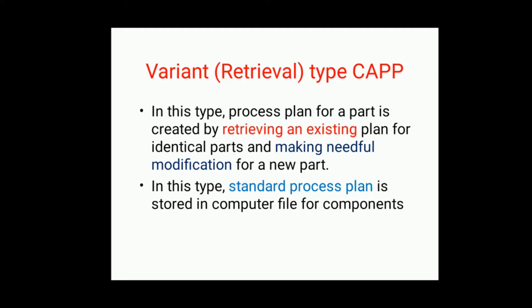A standard process plan is stored in computer files for each code number. The database of this file is prepared and maintained. Then the appropriate standard plan is retrieved as per the part or component. So whatever standard process plans are stored in computer files which are similar to this new part, we just take that standard plan and retrieve it as per the requirement of the new part.